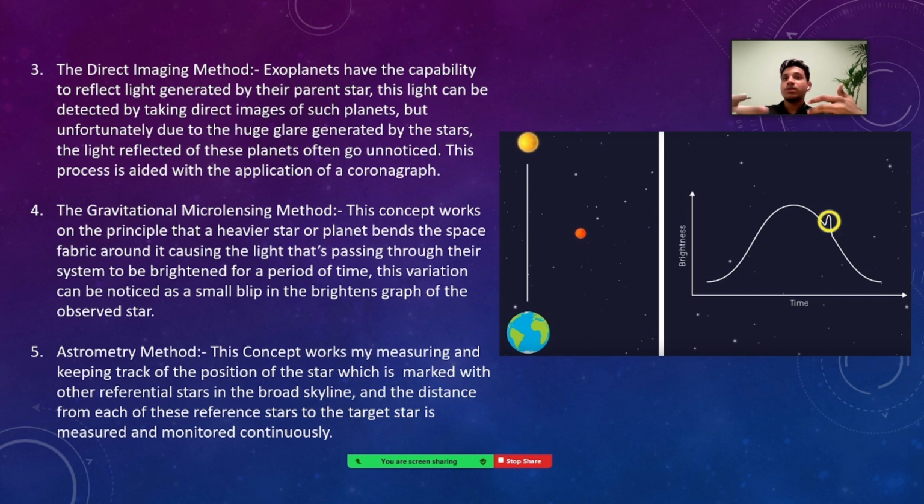The fifth and the least used concept is the astrometry method. This concept works by measuring and keeping track of the position of stars, which is marked against other reference stars in the background, and the distance from each of these reference points to the target star is measured and monitored continuously. Any variations in these measurements would eventually let us identify the wobble of these planetary bodies. The only reason that this is the least used method of the five is that it is heavily reliant on telescopic technologies and variations are very hard to measure, as they are extremely minute in nature.